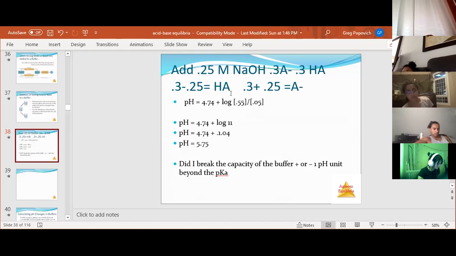The same thing would occur if I was adding H plus. If I'm adding H plus, I'm depleting A minus. When I get close to the concentration of the A minus with the concentration of the acid, at that point, I will be just adding H plus, and the pH is going to go down rapidly.